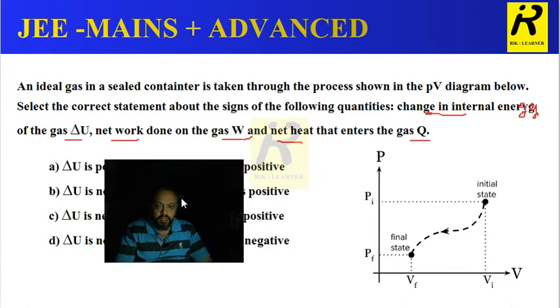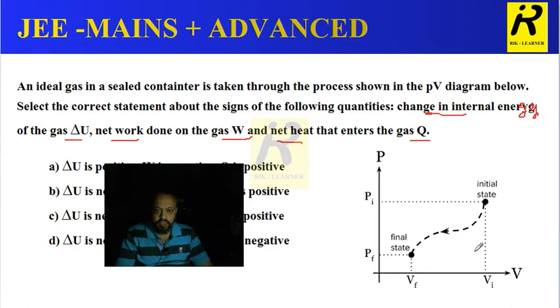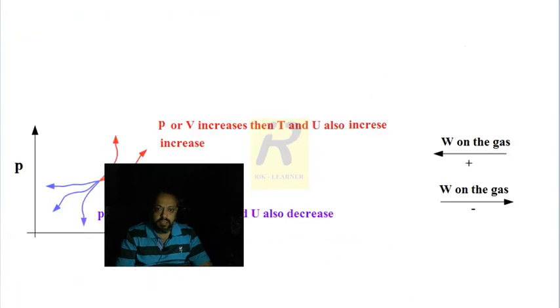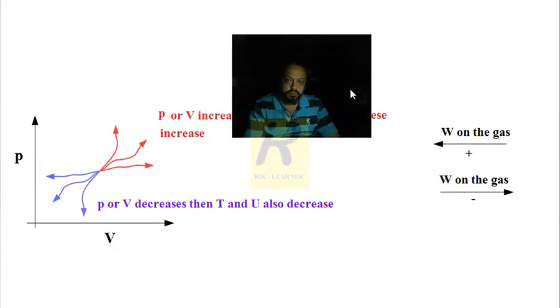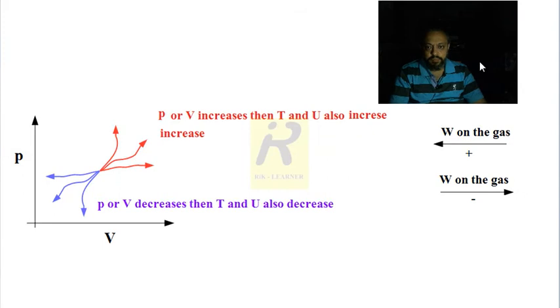Now we have the picture here. It's a PV diagram in which the initial state of the gas is here and the final state is here. See the arrow mark: it goes from right to left. So this is how you have to consider it. To understand this picture correctly, you need some more hints that I mention here.